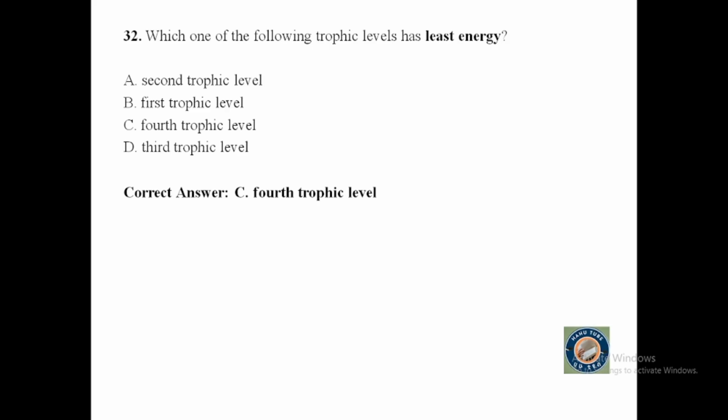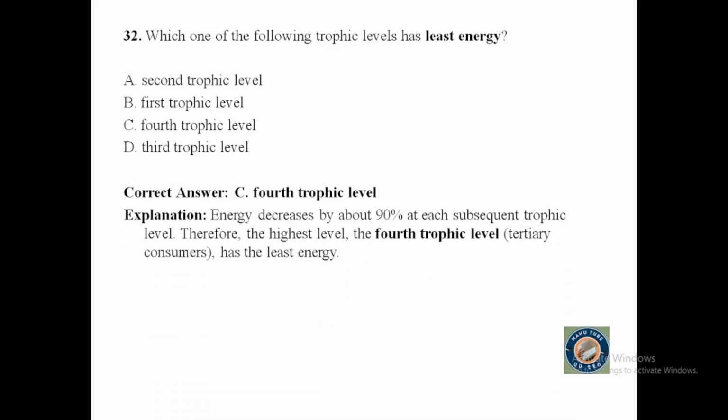The answer is fourth trophic level. Energy decreases by about 90% at each subsequent trophic level. Therefore, the highest level, the fourth trophic level, which is the tertiary consumer, has the least energy.